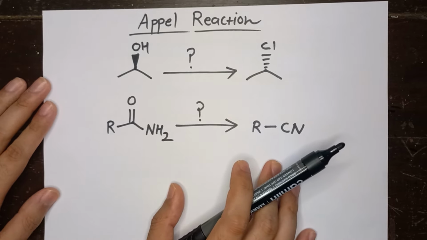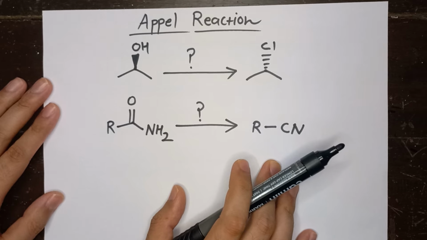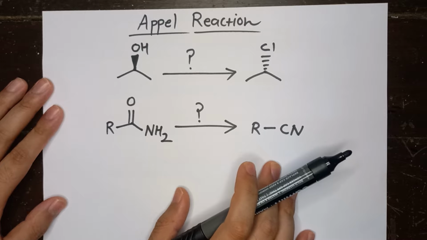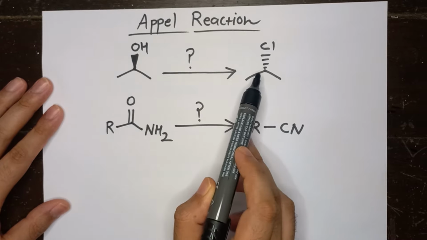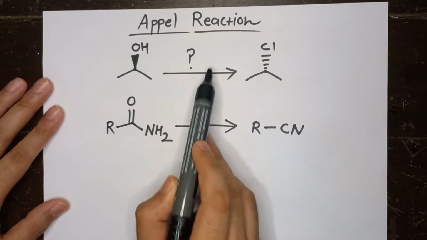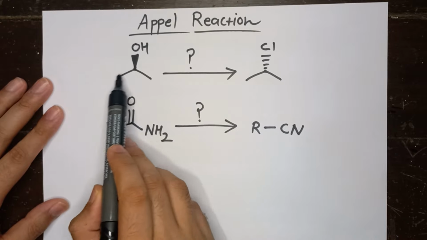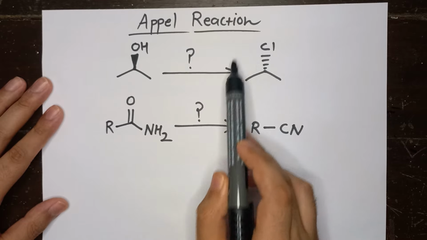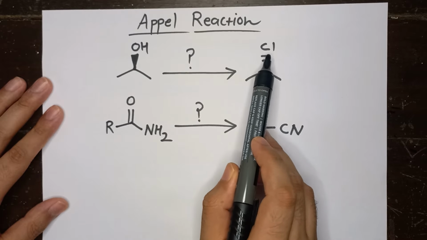Alright, so this is the sixth video in the series of name reactions, and today we are going to discuss the Appel reaction. So here's a question for you. I want you to find out the reagent required to convert this particular alcohol where OH is above the plane into the following product where chlorine is below the plane in a single step.